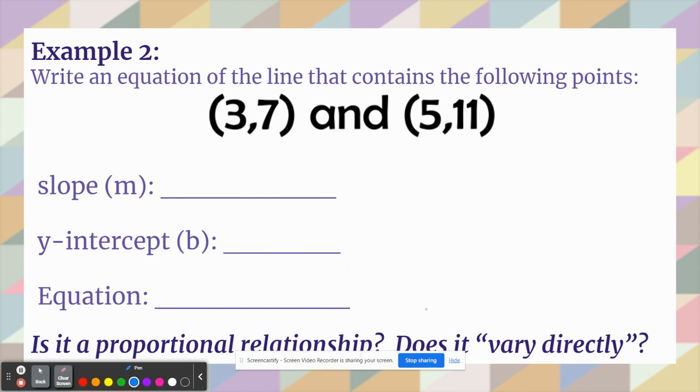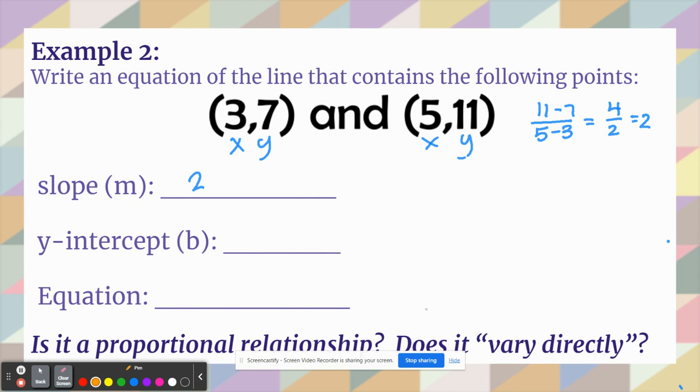Okay, so question number 2. So again, we have our ordered pairs, x, y, and x, y, and we're going to use our formula. So we're going to do 11 minus 7 over 5 minus 3. You can put that into Desmos or do it by hand. So 11 minus 7 is 4. 5 minus 3 is 2, and that simplifies to 2. So my slope is 2.